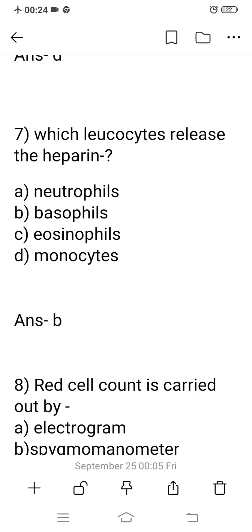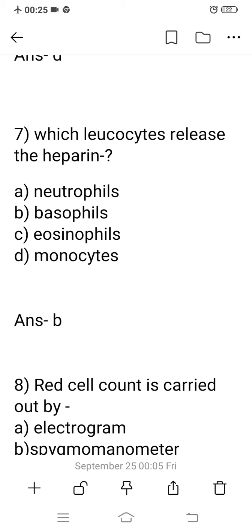Question number 7, which leucocytes release heparin? Leukocyte is another name for white blood cell, that is WBC. Option A, neutrophil. Option B, basophil. Option C, eosinophil. Option D, monocyte. These four options are types of WBC or white blood cells, but among these options, the right answer is option B, basophil.